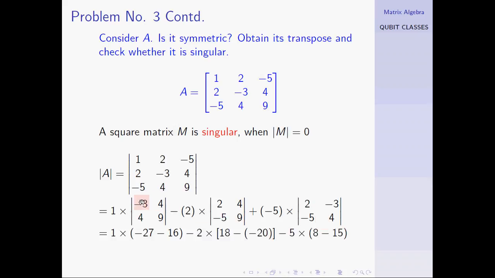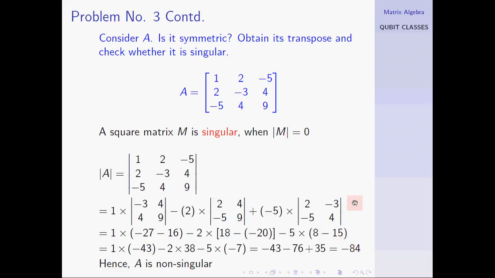You'll have to multiply minus 3 with 9 and subtract 4 into 4 from that answer. So it will be minus 27 minus 16. Similarly, this determinant will be 18 minus 20 and this determinant will be 8 minus 15. On simplifying this, you will get minus 43 minus 76 plus 35, which is equal to minus 84. Now the condition for a square matrix to be singular is that its determinant must be 0, which is not the case. Hence A is not a singular matrix.